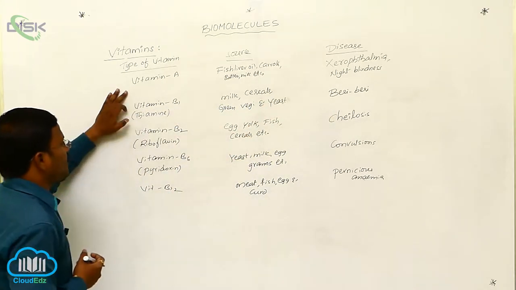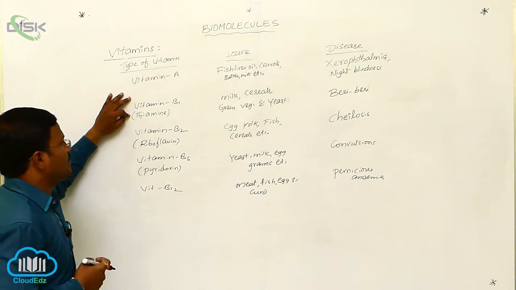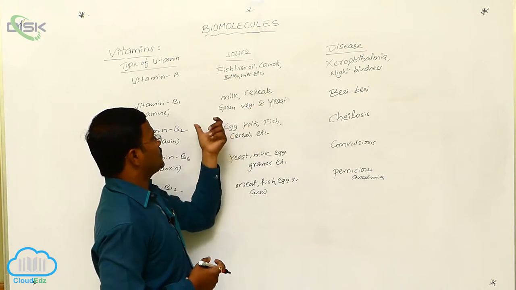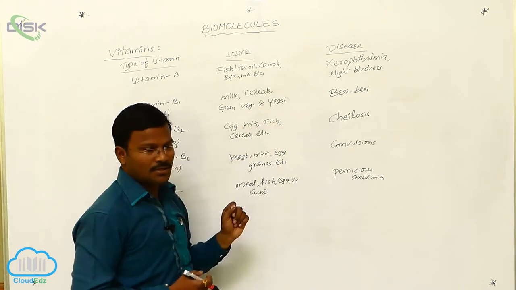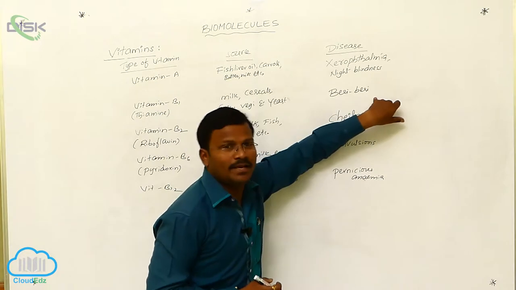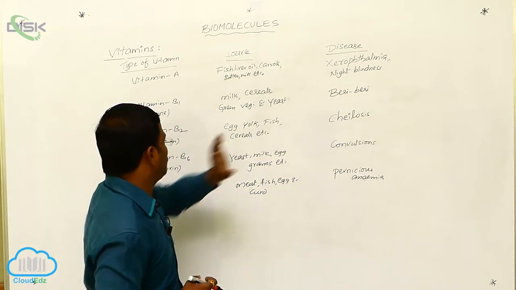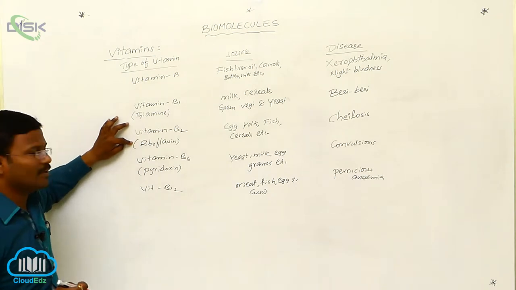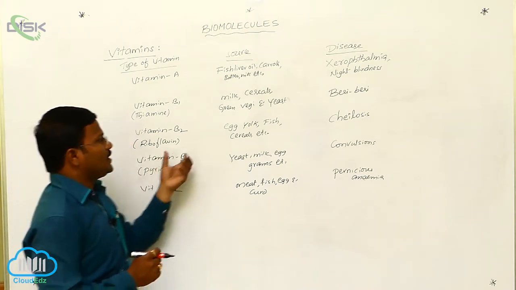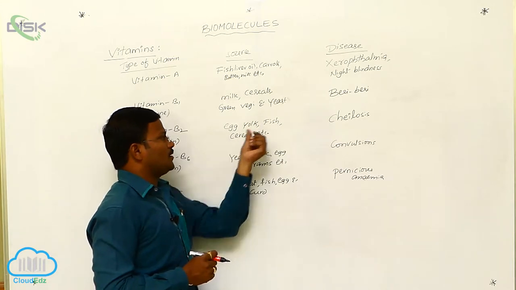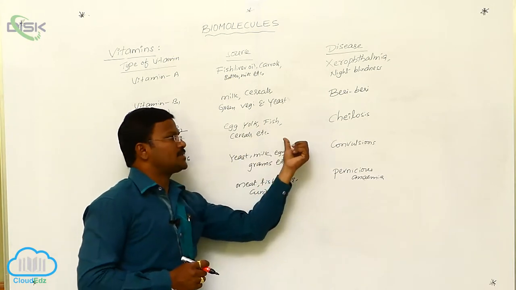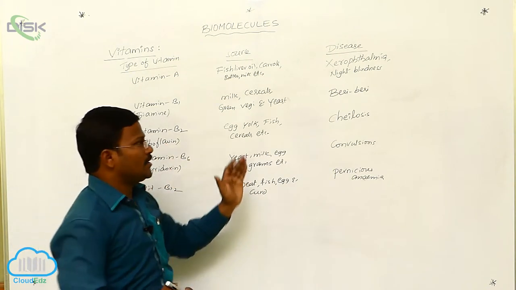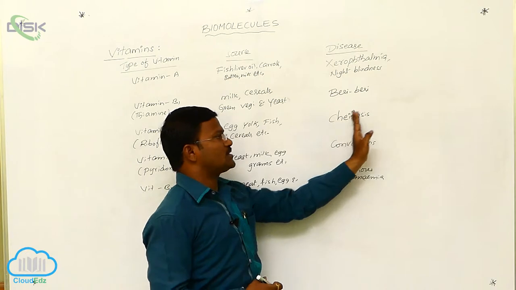Whereas vitamin B1, the chemical name of vitamin B1, is thiamine. It is available from milk, cereals, green vegetables and yeast. The resulting disease is beriberi, so less appetite and growth. Whereas vitamin B2, the chemical name of vitamin B2 is riboflavin, and it is available from egg yolk, fish, cereals, etc. And the resulting disease due to the deficiency of vitamin B2, human beings may be affected with cheilosis.